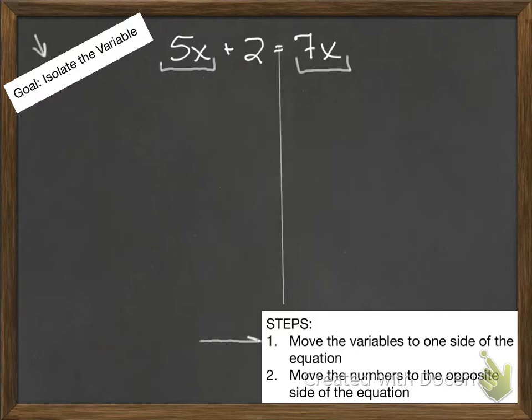And the answer is that we want to move our variables to one side of the equation. And remember, the way we move things across that barrier or vertical line is by doing the opposite. So if I have a positive 5x, then I would undo this by subtracting 5x from both sides. Now notice, an equally valid thing to do would be to subtract 7x from both sides.